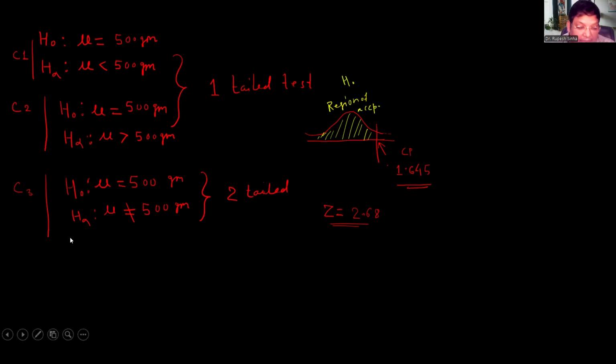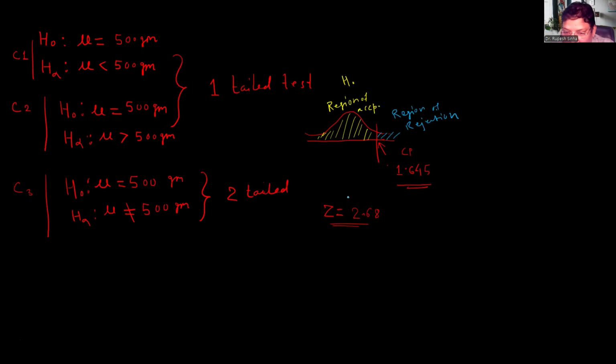But if we calculate z value and if it goes this side, other side, next to the critical region, this is known as what? Region of rejection. So if my value is going to go next to the critical point, then we are going to reject the null hypothesis and my alternate hypothesis is going to get accepted.